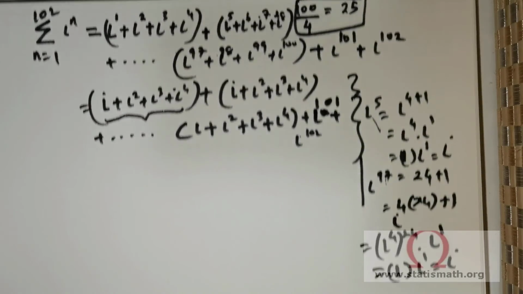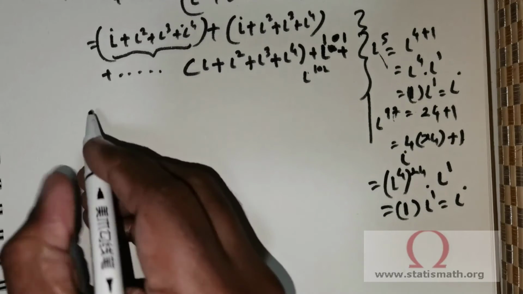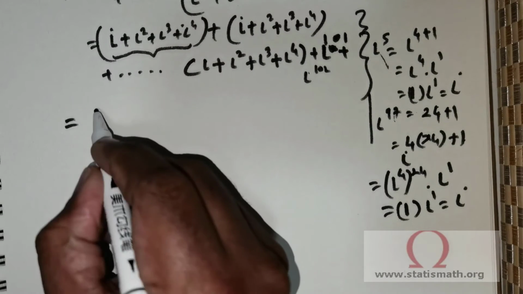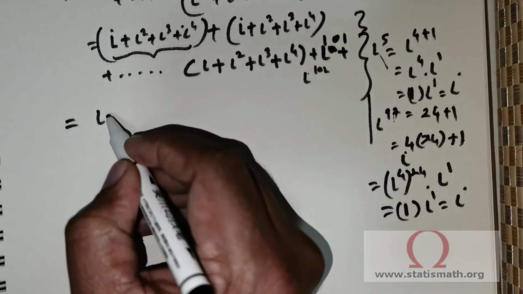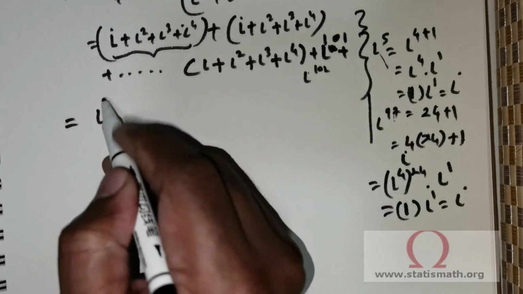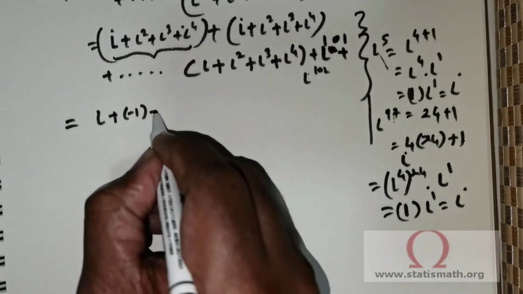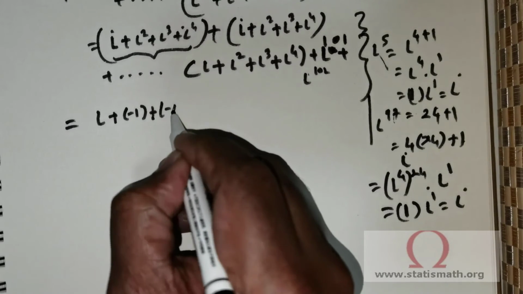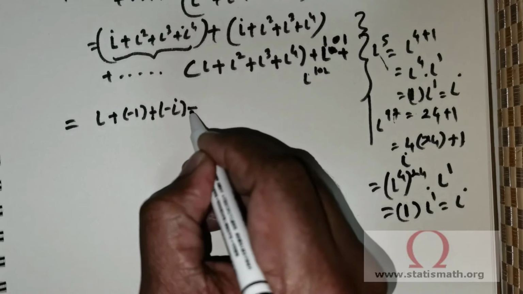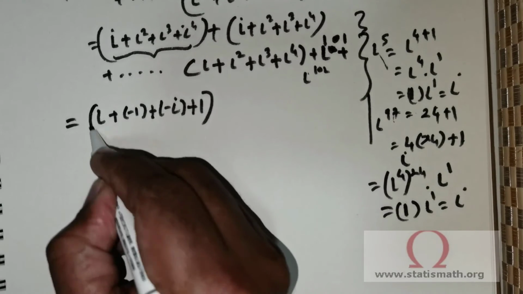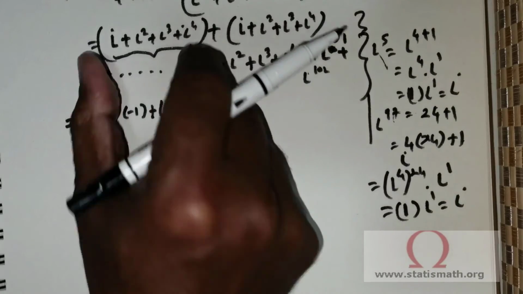So that's the exact understanding I want you all to have here. This is equal to, now i, there's not much simplification you can do with i, so just write i as it is. But i squared is going to be negative 1, i to the power 3 is negative i, and i to the power 4 is positive 1. So this is what you get for the first set of 4 terms.